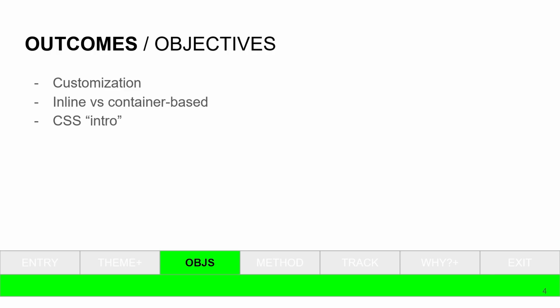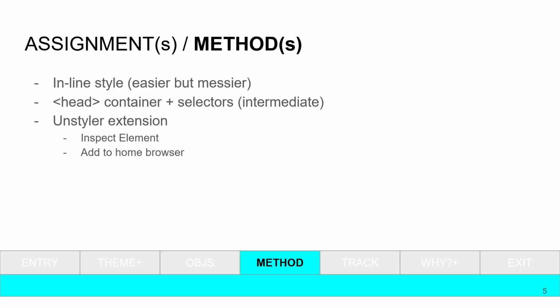The inline style, which is easier to use, but a little bit messier because you're repeating the phrase style, style, style quite a bit. It's easier to get, but it makes your code a little bit messier. And then the other one, the container version inside of the head, is a little bit more intermediate because you have to do a little bit more work to get it to work, but it's cleaner and it's easier to customize because it's all in one spot.